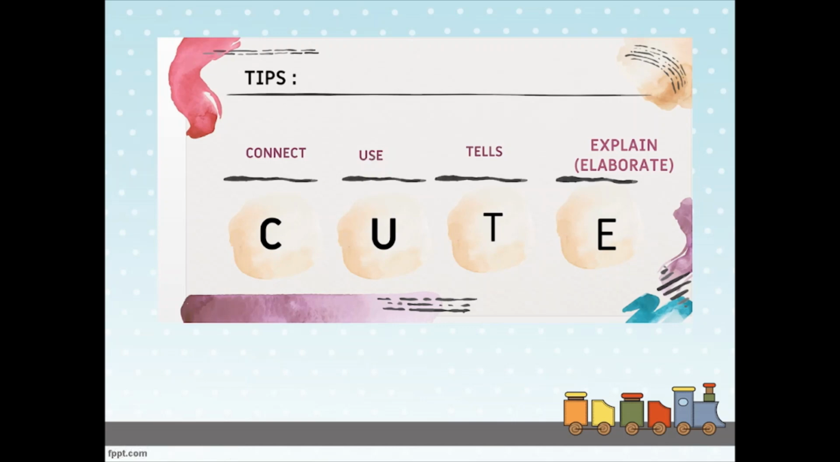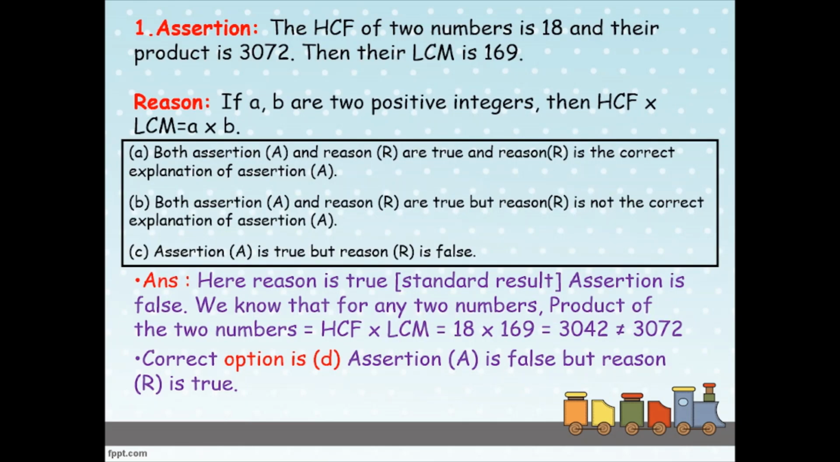Like that, the reason should have a connect with the assertion, or the assertion should have used the reason, or the reason should tell about the assertion or explain about the assertion in an elaborated way. So this is a simple trick you can remember to solve these assertion and reasoning questions. Now we go for practice questions.